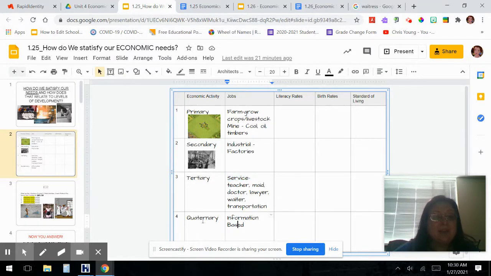And then finally, quaternary. Quaternary just means level 4, and this is going to be information-based. So this is going to be anything that you are going to need a computer and information in order to do.